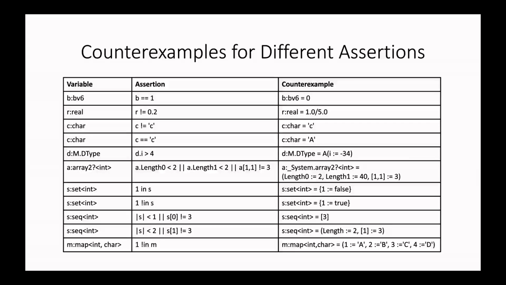Here on this slide, you can see examples for all of these types that I just mentioned. In the second column, you can see assertions over variables of these different types. And then in the third column, you can see a counterexample that our model generates for these assertions. All of these assertions fail because they are introduced in absence of any preconditions.